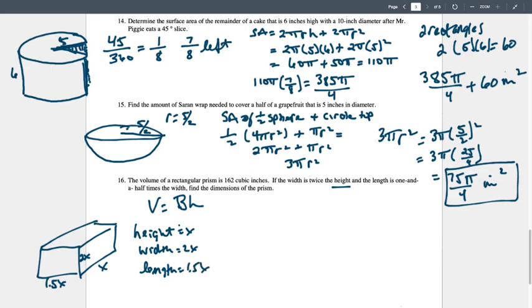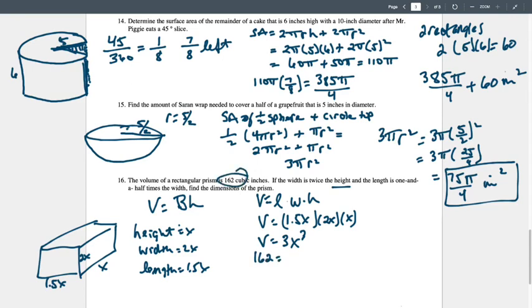All right, so the area of your base is going to be length times width. So basically your formula is length times width times height. So we're going to do length, which is 1.5x, times the width, which was 2x, times the height, which is x. When you multiply 1.5 times 2, you get 3. And when you multiply x times x times x, you get x cubed. So that's going to be 3x cubed. Now they told me the volume is 162. I should have replaced the volume with that. So 162 equals 3x cubed. I'm going to divide by 3. Oh, what did I do wrong?